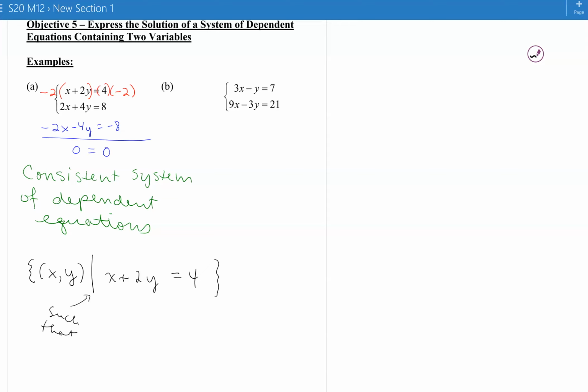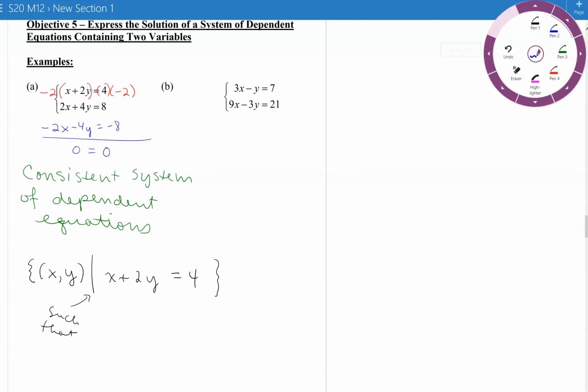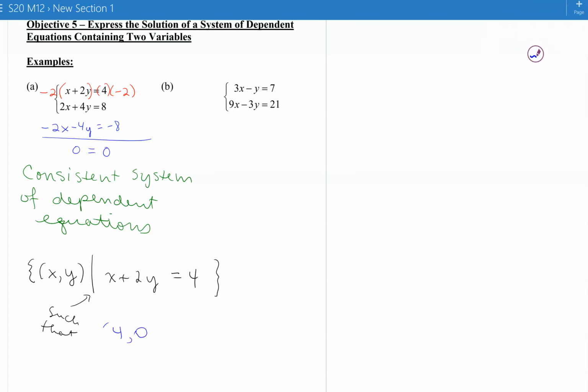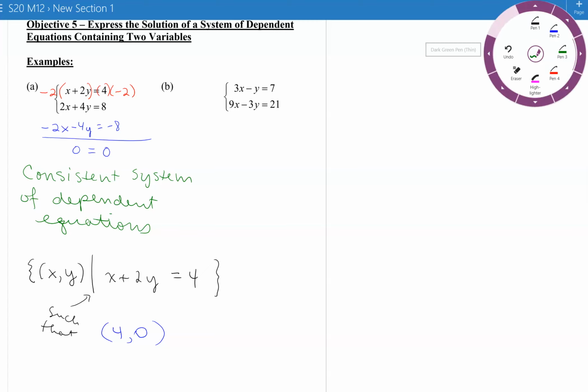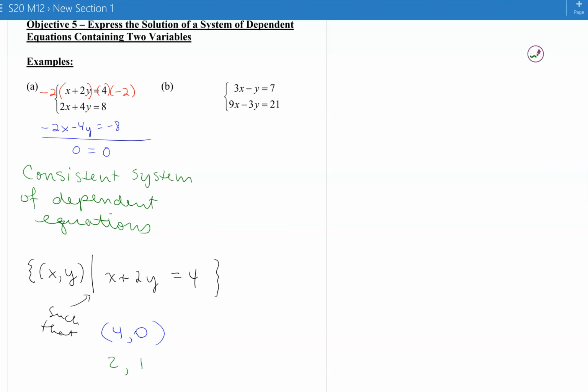So there's a lot of solutions. If y is 0, x is 4. So that's a solution to the system of equations. If y is 1, x is 2. So that's also a solution to the system of equations. And you could keep going forever. So we have an infinite family of solutions, but it's a very specific infinite family of all the points on this line.